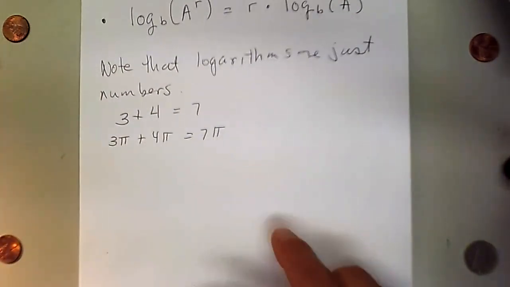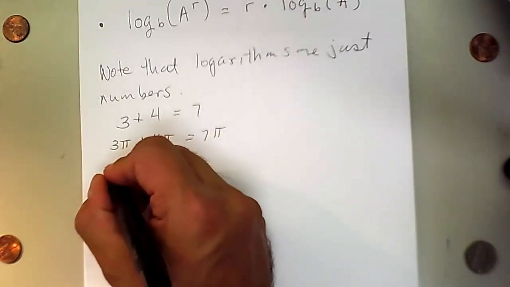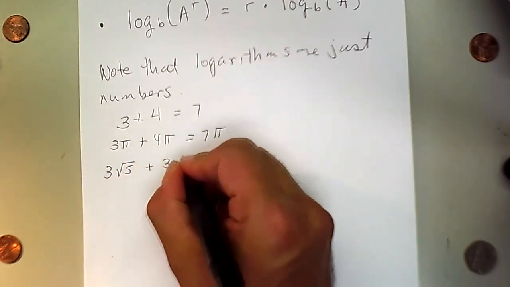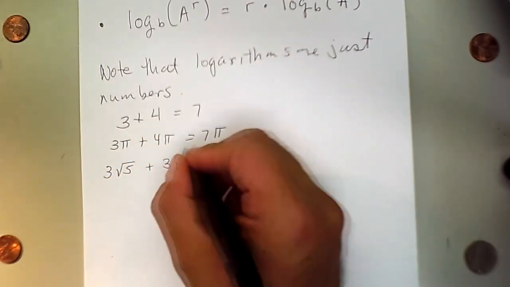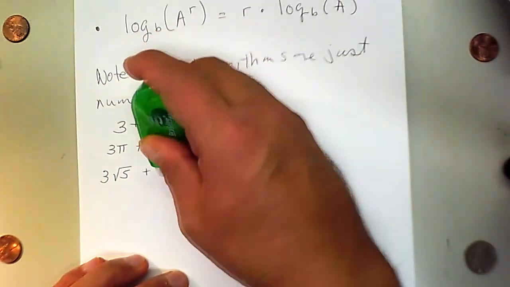Okay, and then we also have more complicated numbers because we have numbers within numbers. So let's say you have 3 times the square root of 5 plus 3 times the square root of 5 again. Oh, I meant to say 4. I want to stay consistent.